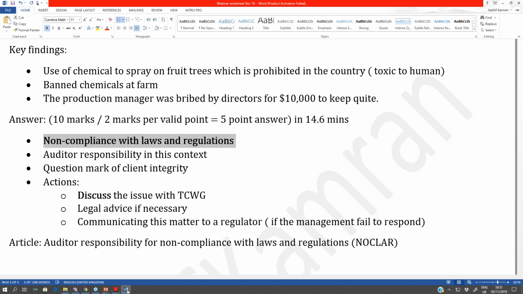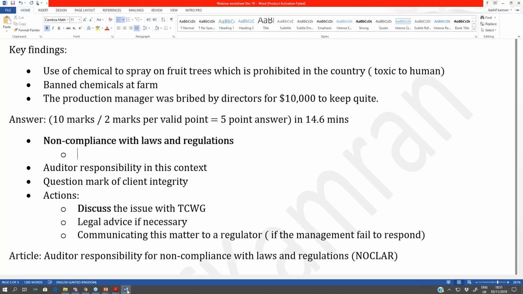Obviously, there is a question mark on the client integrity, and I would be concerned about the future. So I'm not writing the full-scale answer here, but at least I can give you some pointers, and on the basis of the pointers, you will draft your answer, right? So the very first point: non-compliance with laws and regulations.